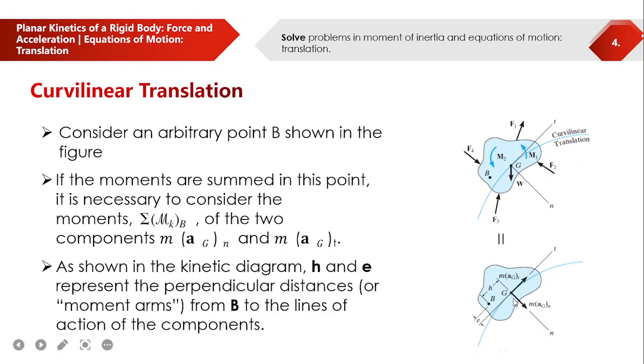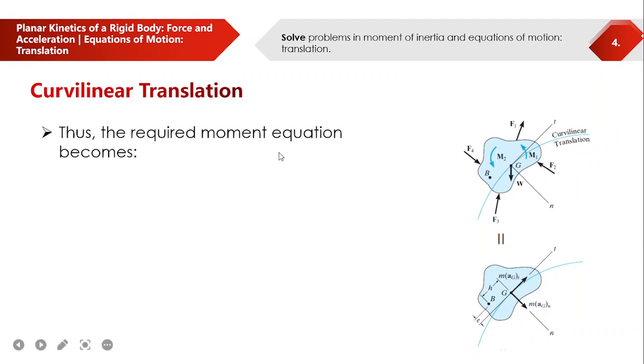So, you have two lines of action, the tangential line of action and the normal line of action. Okay? So, if you have two, then you also have two moment arms. So, what happens here? Thus, the required moment equation becomes this one. The summation of all the moments at point B will be equal to the summation of all the kinetic moments at point B as well.